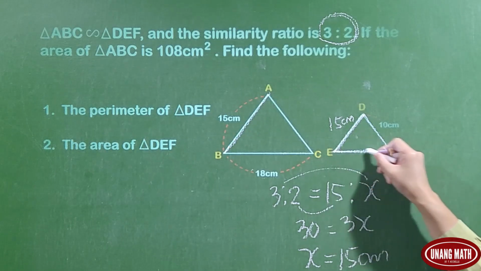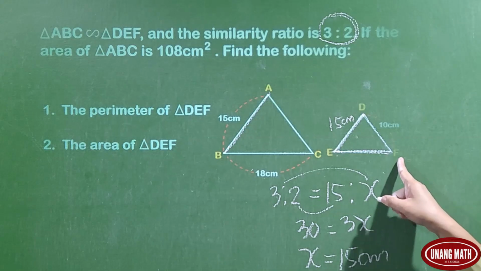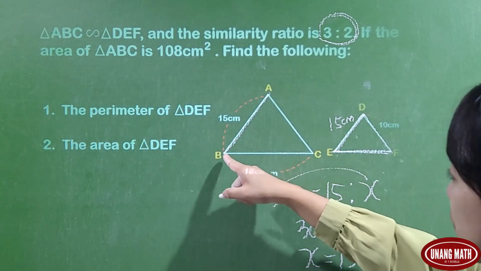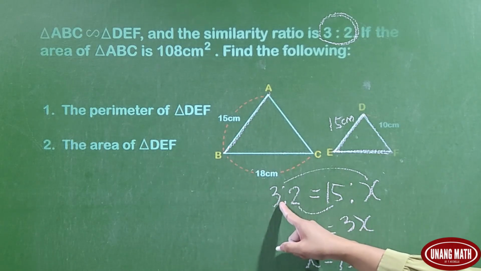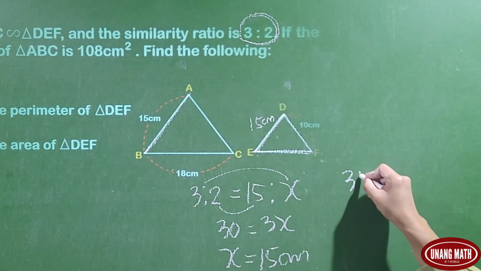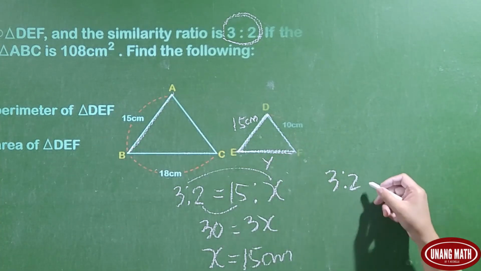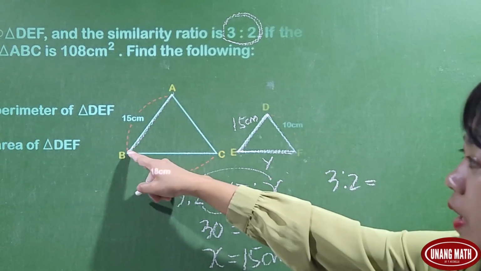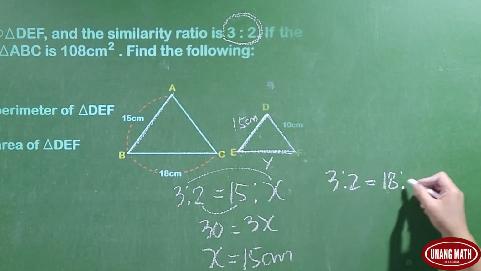Okay, now, what about this side? EF. So side EF corresponds to side BC. So again, let's make use of the similarity ratio, which is 3 is to 2. So let's say this side is y. So this is now equal to, this is 18. So 18 is to y.